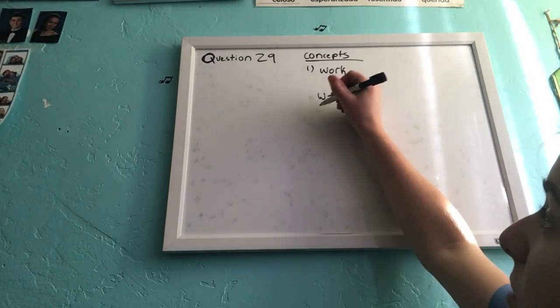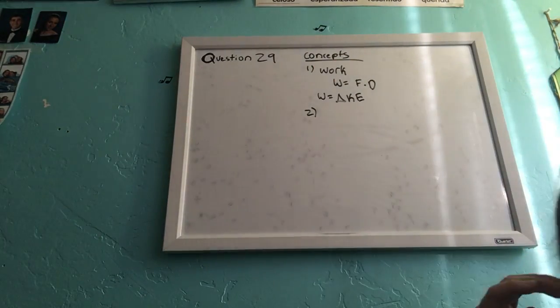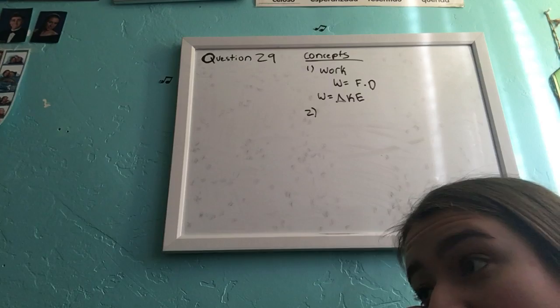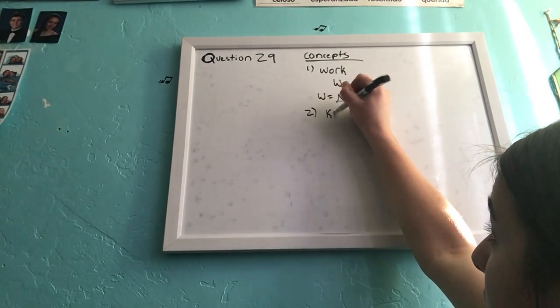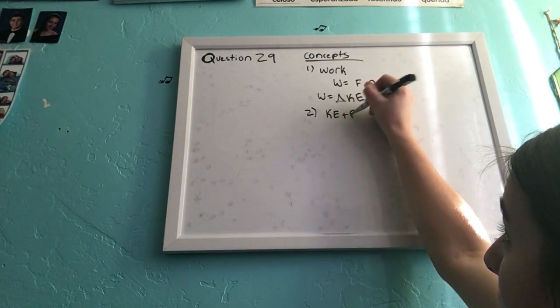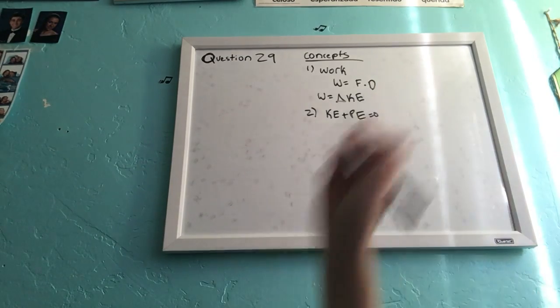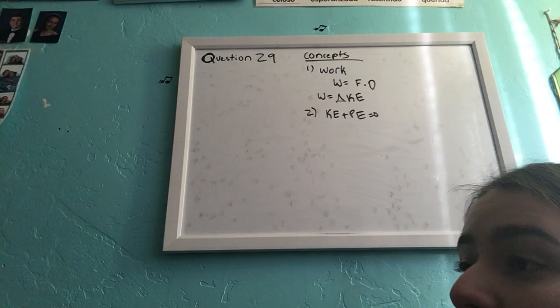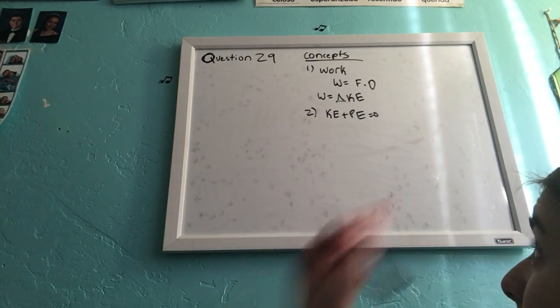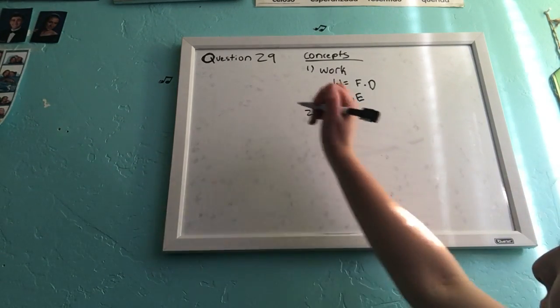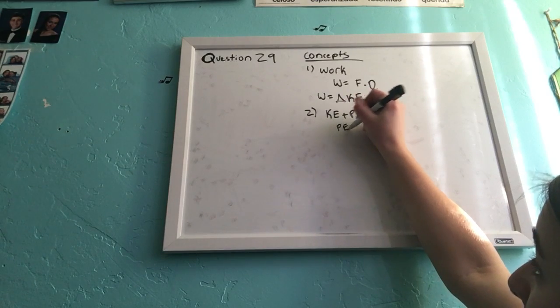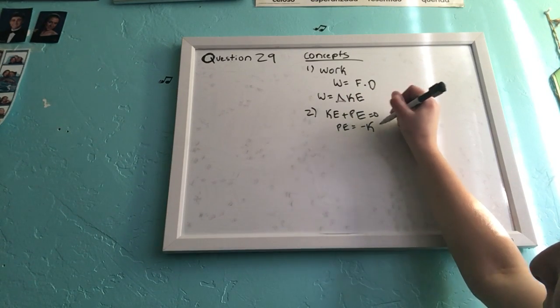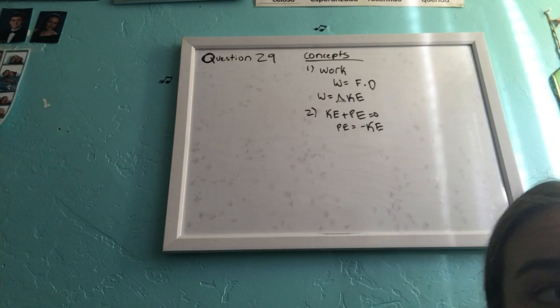Okay, so the next concept I'm going to go over is that in an isolated system, the kinetic energy plus the potential energy will equal 0. In an isolated system, that means no external forces are acting on the system. So that also means that the potential energy will equal the negative of kinetic energy.